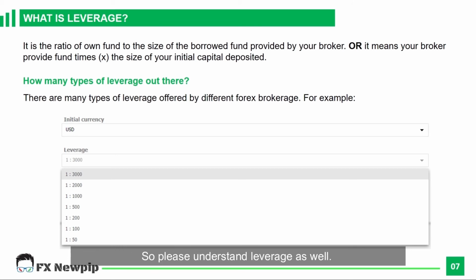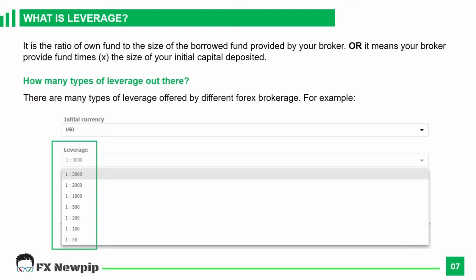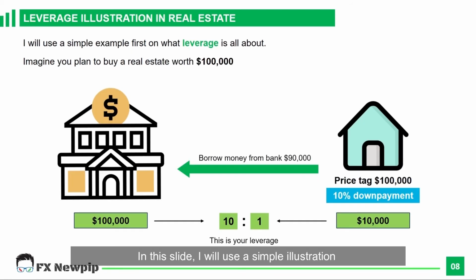So please understand leverage as well. Below is a sample of leverage offered by a Forex brokerage house. As you can see, there are different types of leverage you can choose when you register a new trading account. In this slide, I will use a simple illustration on how leverage works. Let's take real estate for example. Imagine you plan to buy a house valued at $100,000.